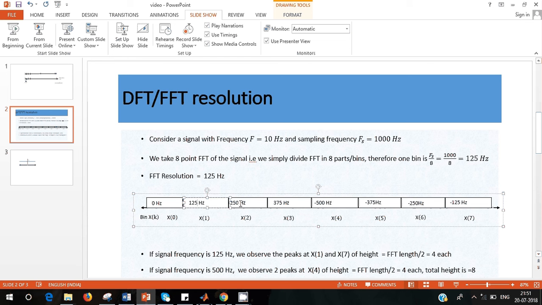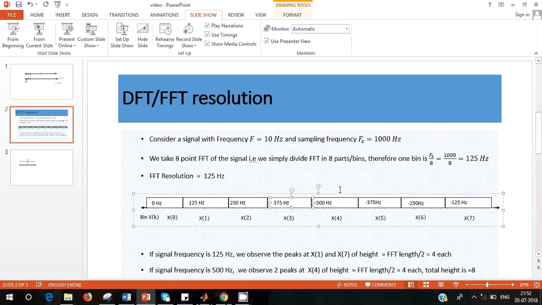Similarly, if you are inputting a signal of 250 hertz, then you'll get one peak here of 0.5 volts and another peak here of 0.5 volts. In total it is 1 volt. Again, if you have 375 hertz, you'll get one peak here and another peak here.